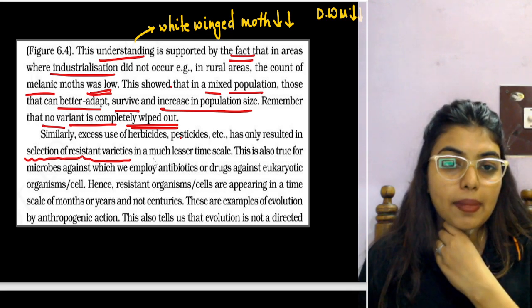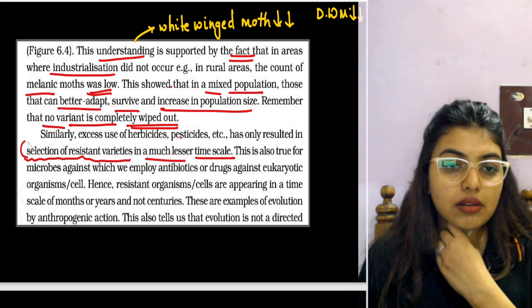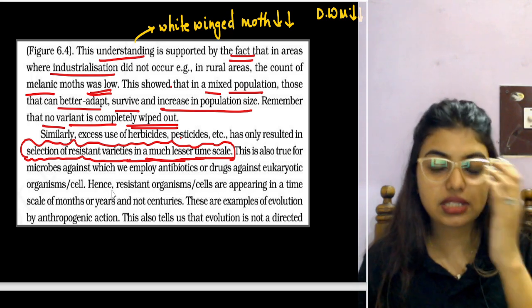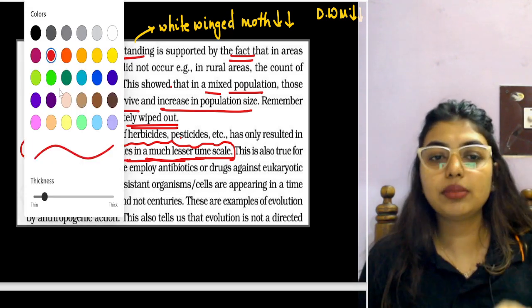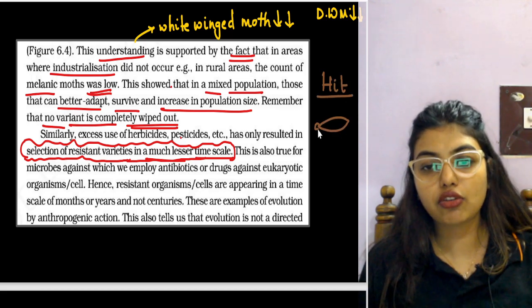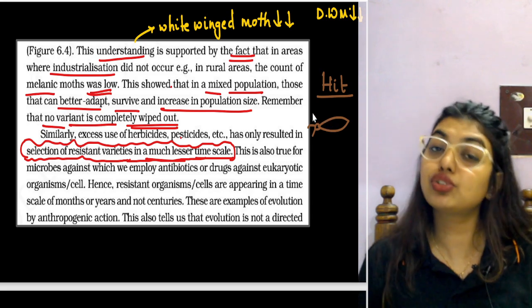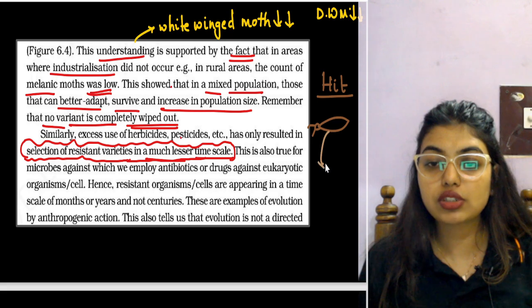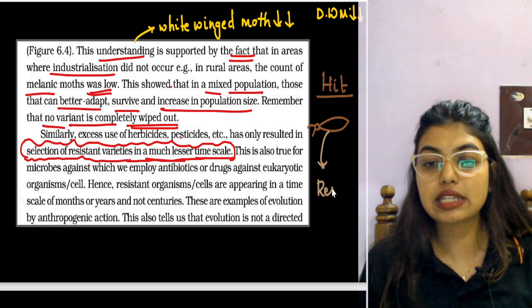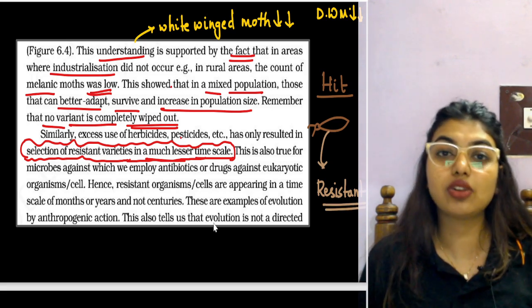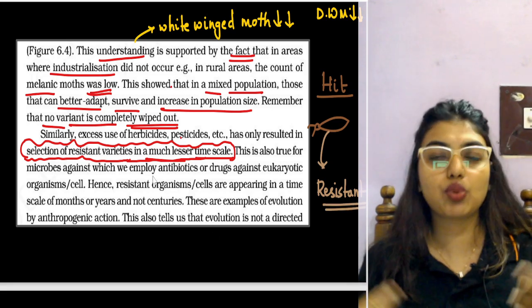In much lesser time, much lesser scale. Now students, all of you know, normally if you put Hit on a cockroach, this is the cockroach, it used to die. But now you put any kind of Hit, they will not die. Why? Because in the next generation, they have made pesticide resistant varieties.